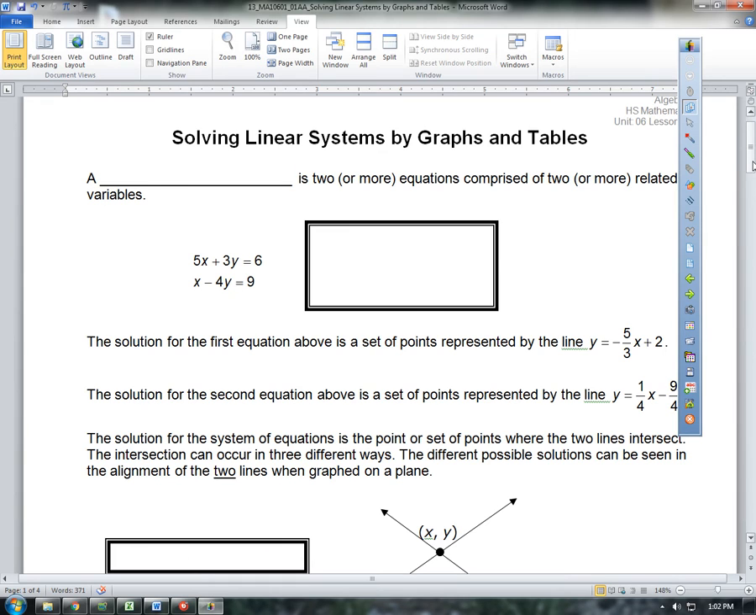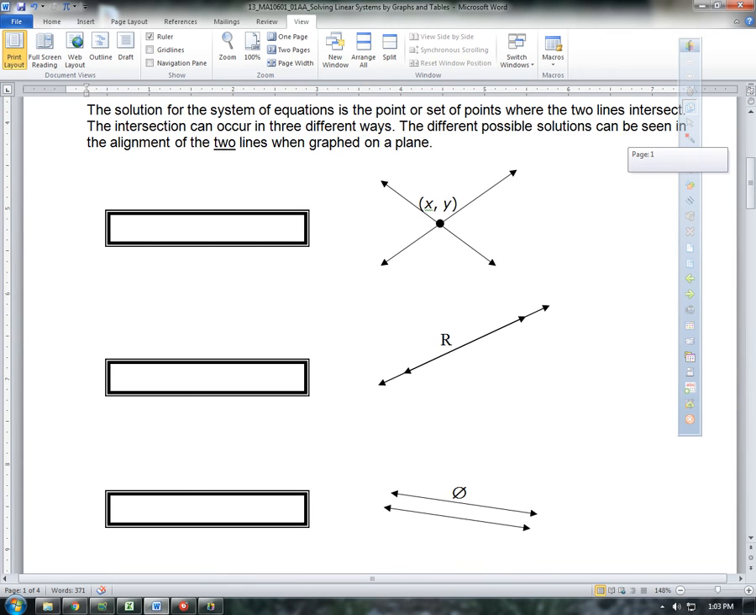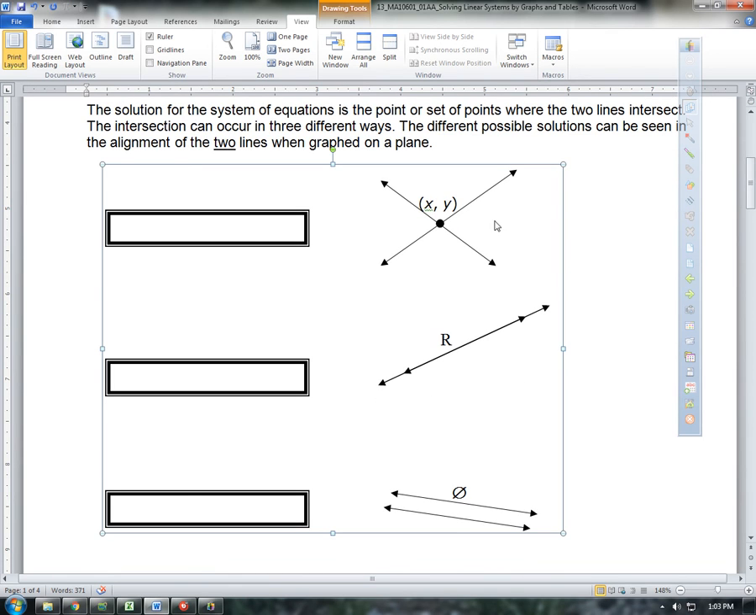So a system of equations is two or more equations with two or more variables. For our cases in Algebra 1, we're going to stick with two equations and two variables. You can never have more variables than you have equations to solve. Okay? We talked about one solution when they cross at one point, and that point is the solution. You always have an x and a y coordinate.